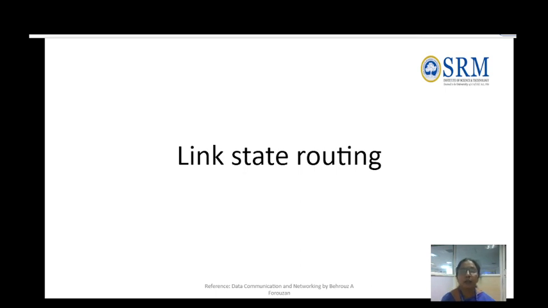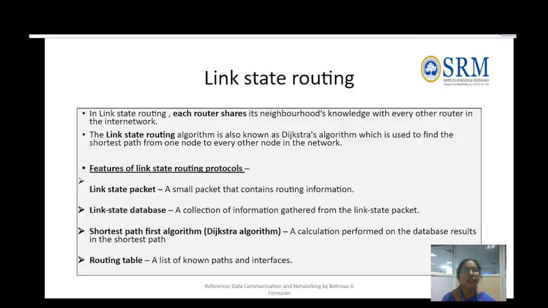Today we are going to talk about link state routing. In link state routing, each router shares its neighborhood knowledge with every other node in the internetwork. The link state routing algorithm is also known as the Dijkstra algorithm, which is used to find the shortest path from one node to every other node in the network.